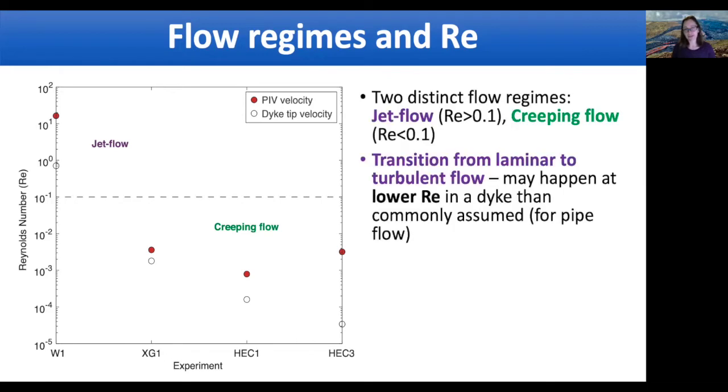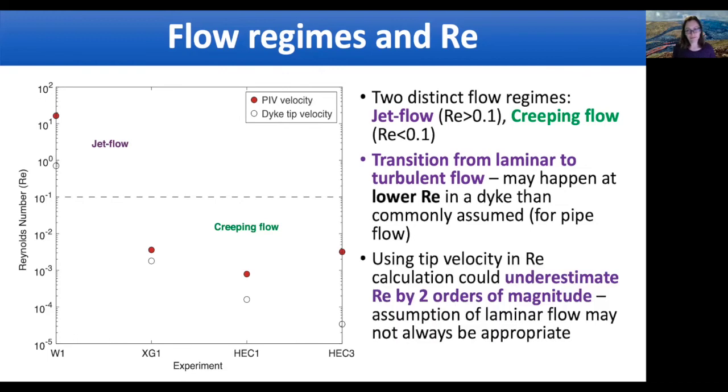Another point is that the transition from laminar to turbulent flow might be happening at much lower Reynolds numbers than is commonly thought for dikes. And that's because we can see that we don't have to have very high Reynolds numbers in our jet flow experiments in order to start to see that instability developing, which is what we're thinking about as being the transition from laminar to turbulent flow.